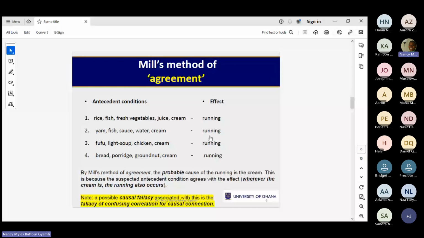Okay. So look at the meals very well. I'm showing you the method of agreement. That's all we'll move. We should be done in no time. But we'll understand it. It will not be a rush.